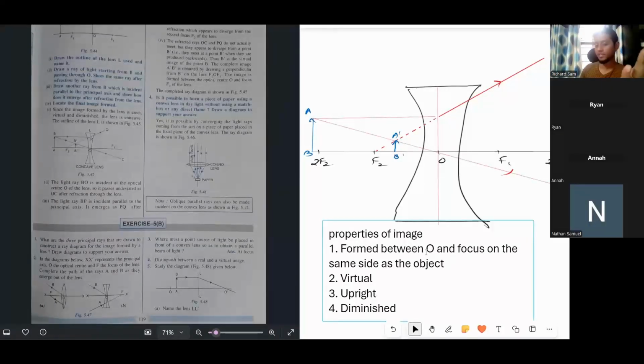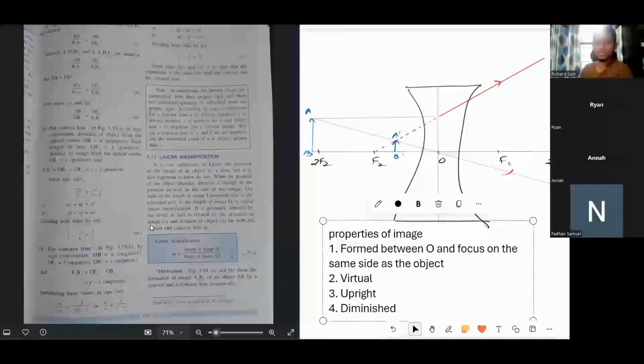See, there are 2 ways of writing the first point. Where is it formed? You can just say between O and F2. Or you can say focus. Which focus? The focus on the same side as that of the object. So in your book, that's how it's written. So I've written like that. Where is the image? It's formed between O and focus on the same side as that of the object. Then virtual, you know, upright, you know. Anything on the left side is virtual and upright. And then diminished. So this B part of the chapter is done. Now what is remaining is 2 formulas and 1 experiment. Okay. All right, we'll end with this.